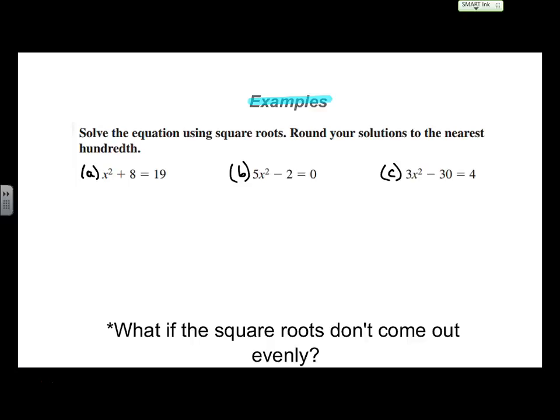x squared is 11. Then why does it say round to the nearest?